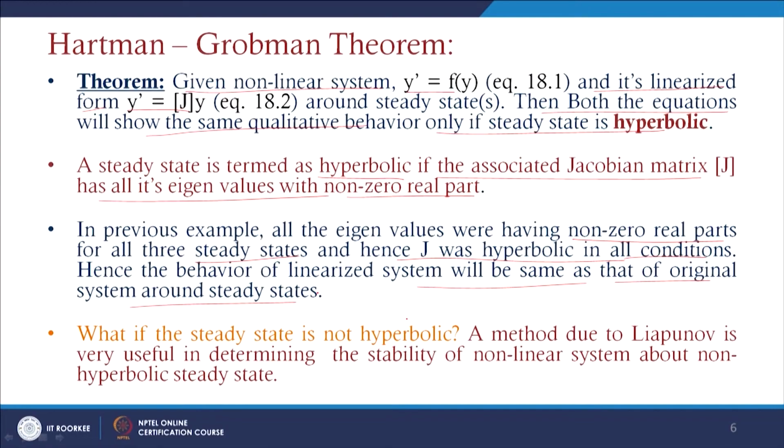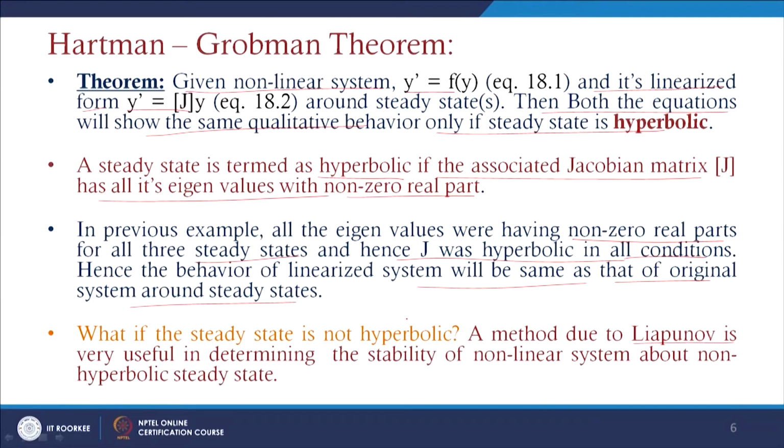Since the theorem states that if you have a system y dash equals f of y and its linearized form y dash equals J y around the steady states, and the real parts exist, then we can say that the qualitative behavior of this approximated solution is the same as that of the real system solutions.